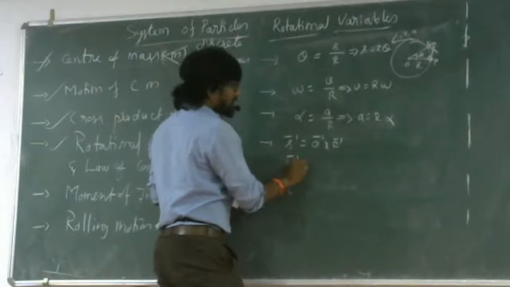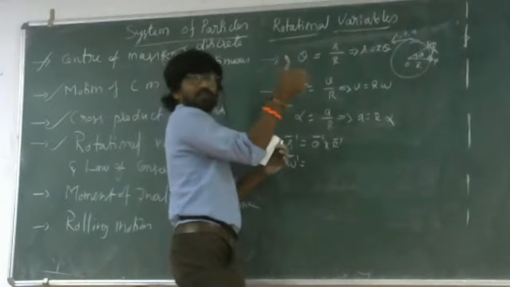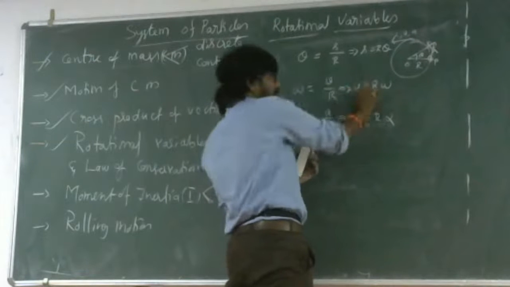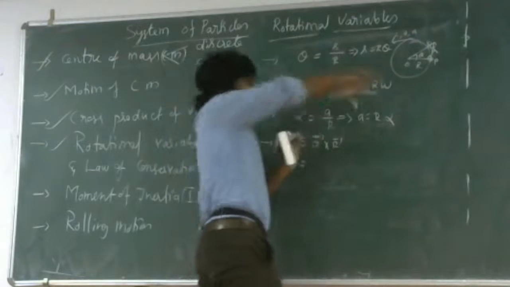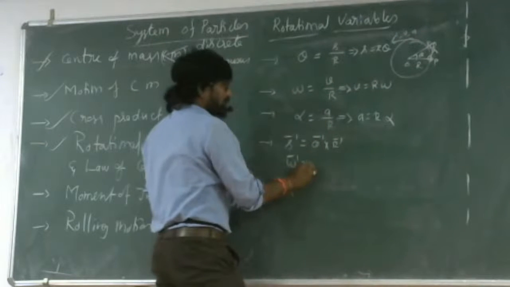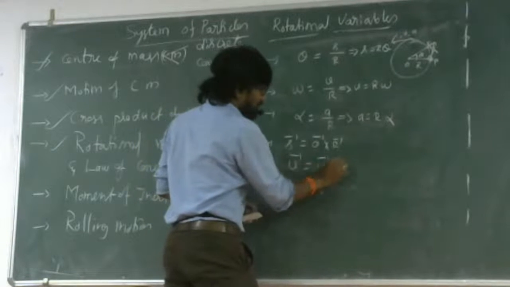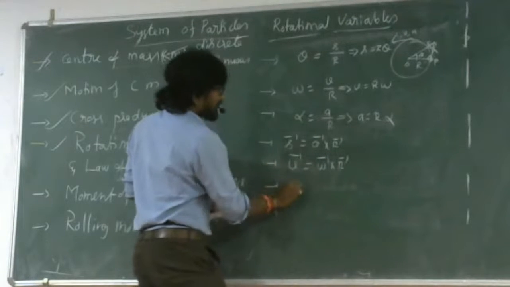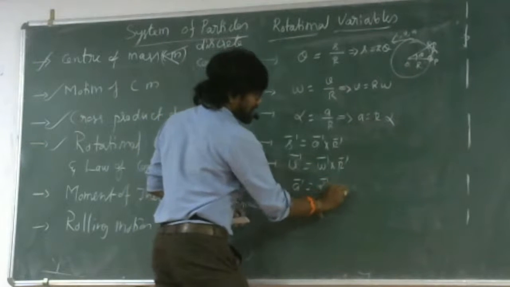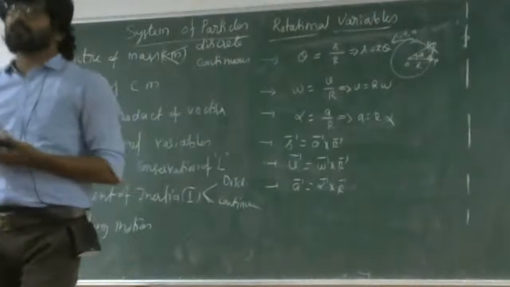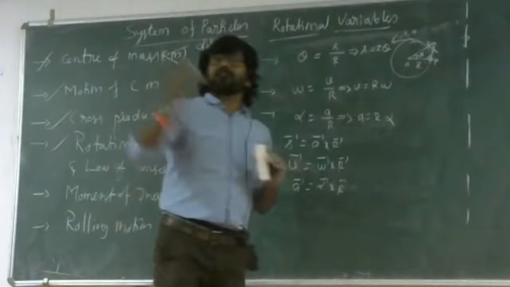Similarly, take the omega vector cross R vector. From V equals R omega, taken in reverse order for convenience, omega cross R gives V. So V vector is equal to omega vector cross R vector. Similarly, A vector is equal to alpha vector cross R vector, which gives the vector form of these variables. Is it clear, everyone? These are briefly the angular variables which we have already discussed.